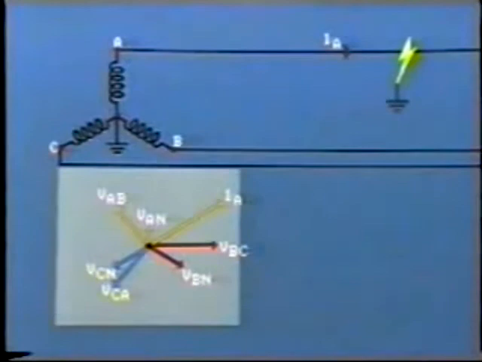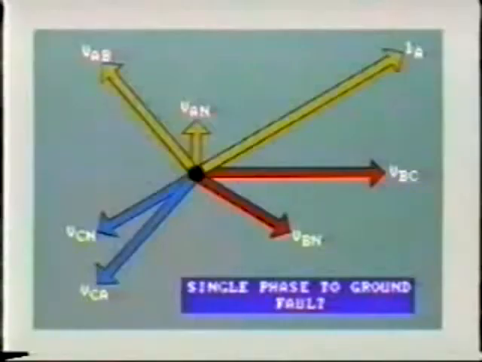Now here we see the conditions at the fault location for a ground fault on line A. The voltage between lines B and C remains normal, as do also the line B to ground and line C to ground. This is not so for line A to B and line C to A. In both cases, the voltage is reduced due to the fault on phase A. The voltage between line A and ground is drastically reduced.